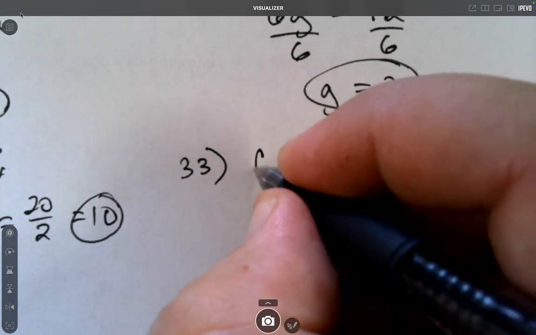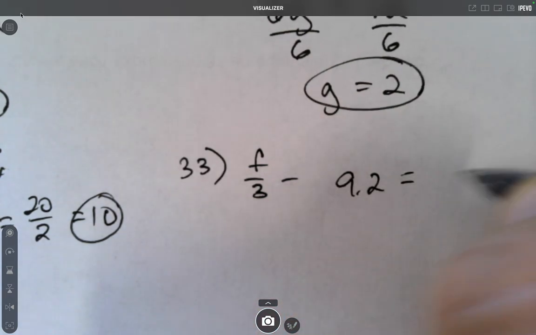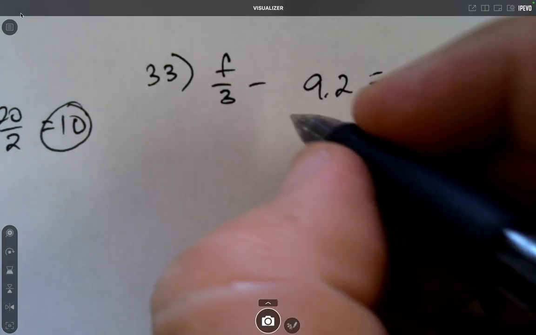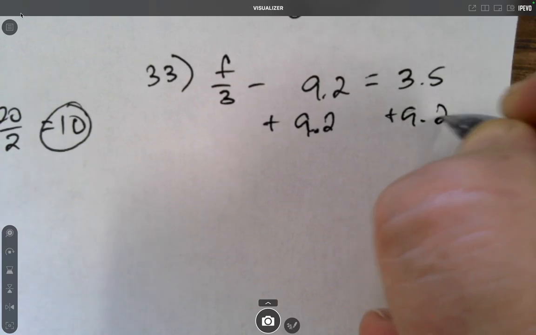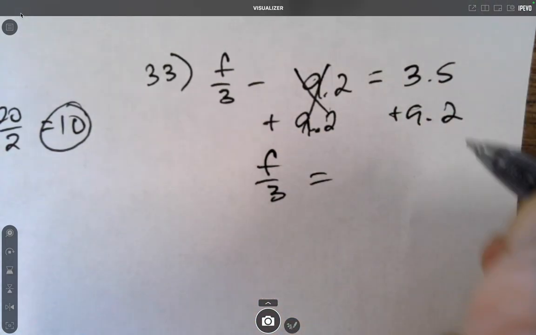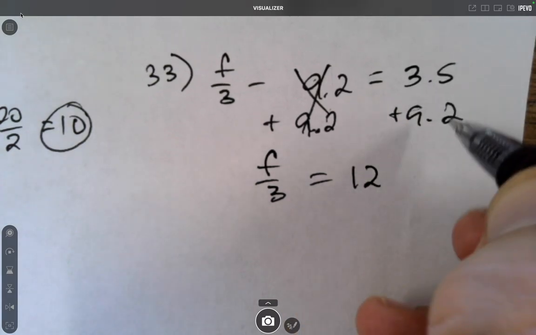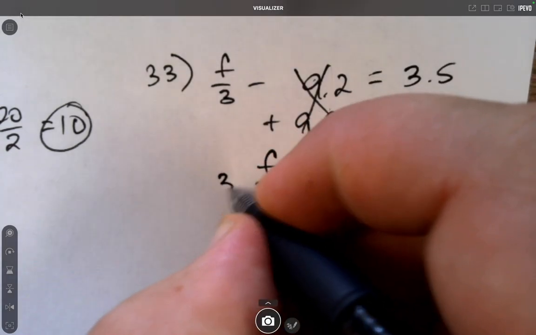F over 3 minus 9.2 equals 3.5. So I need to add 9.2 to both sides. F over 3 equals 3 and 9 is 12, 2 and 5 is 7. Then we multiply both sides by 3.